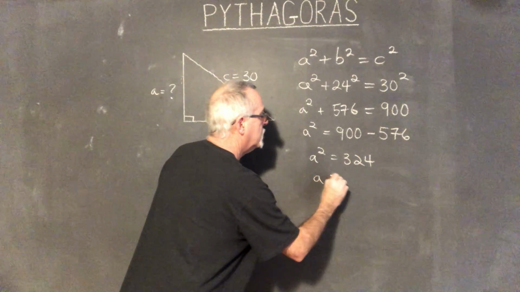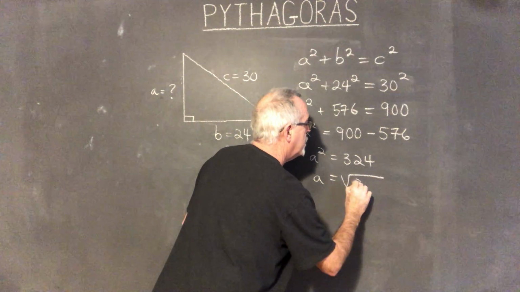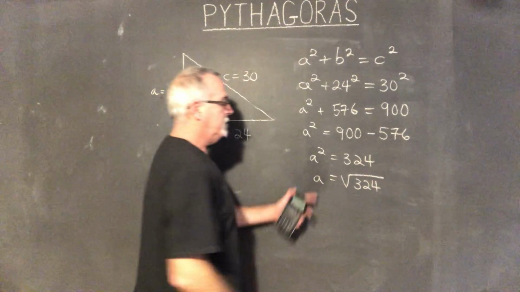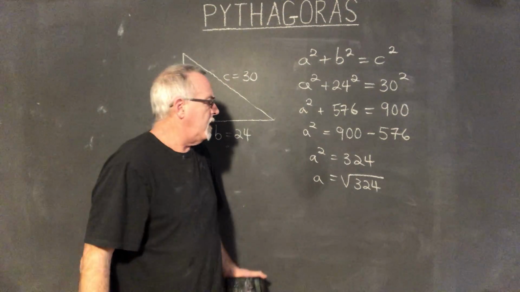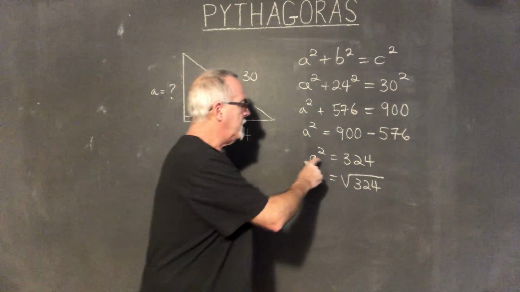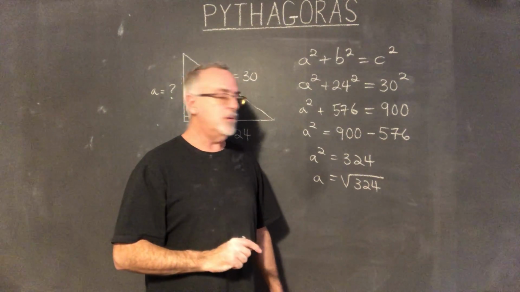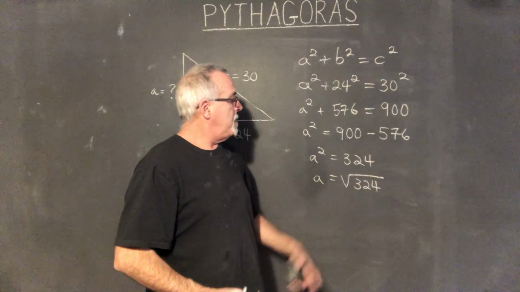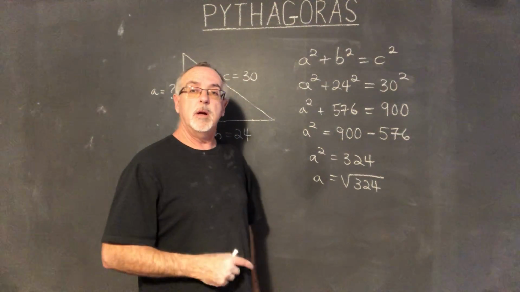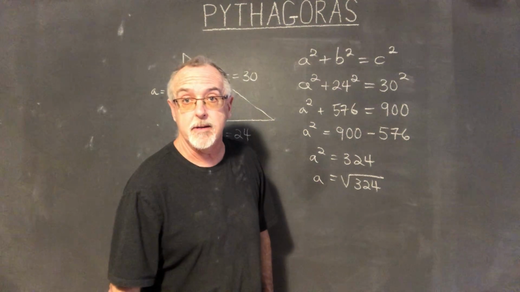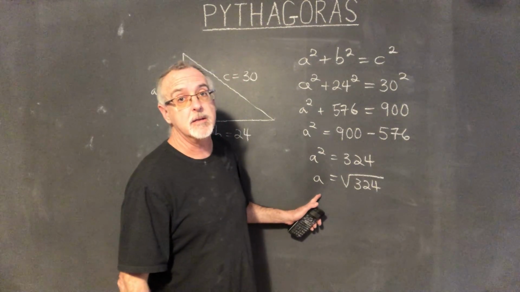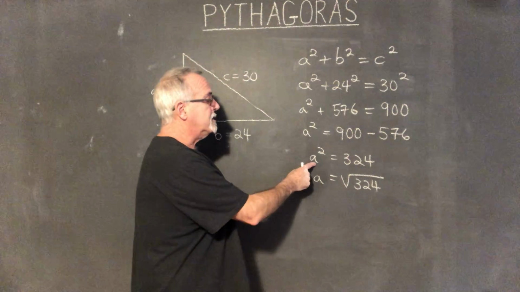And that means A is going to be equal to the square root of 324. What I'm doing is I'm square rooting both sides. Why didn't I stop when I got A squared equals 324? I have seen students who would stop when they got there. But no, you shouldn't stop because we're not trying to find out what A squared is. We're trying to find out what A is. So we're not finished until A is isolated.